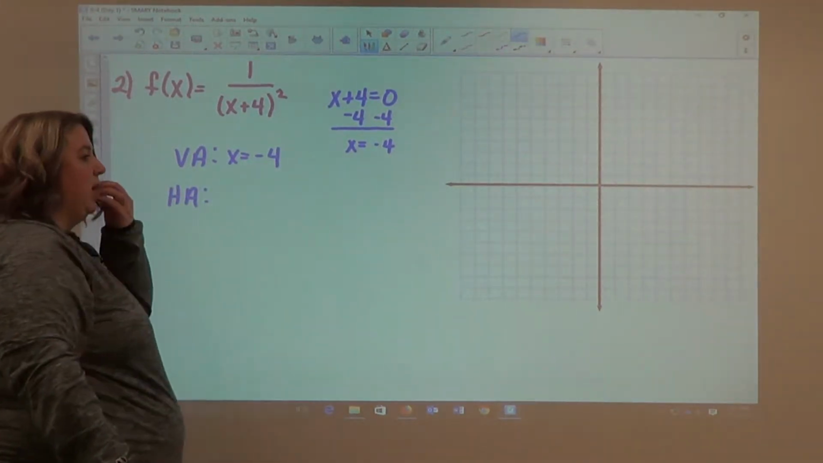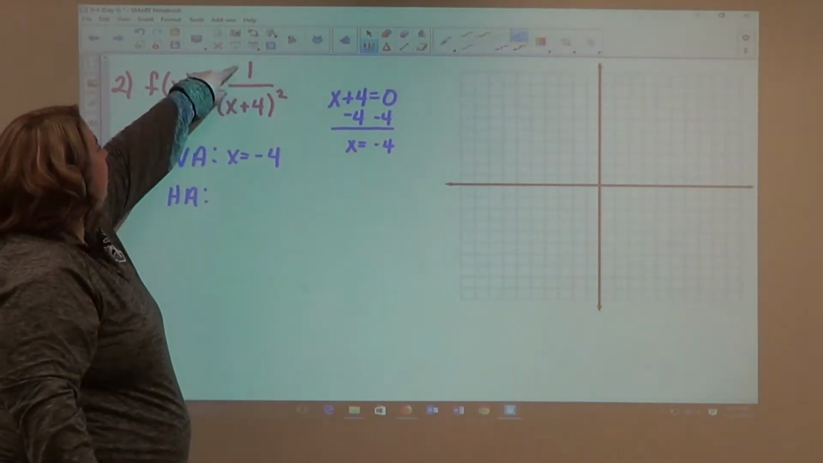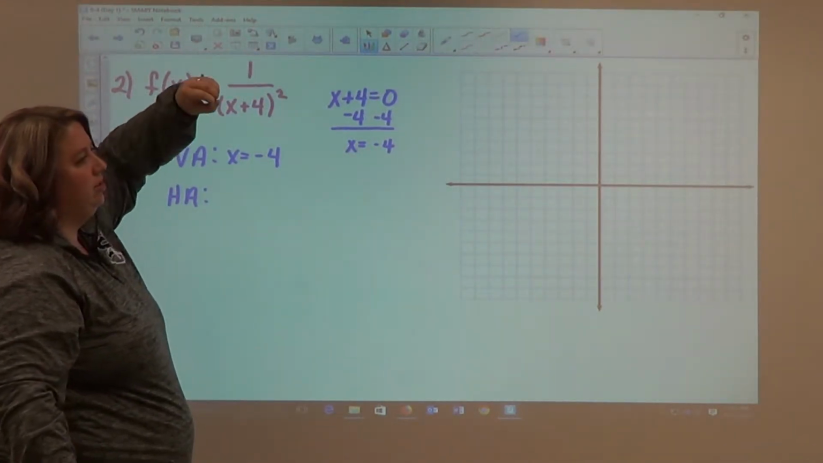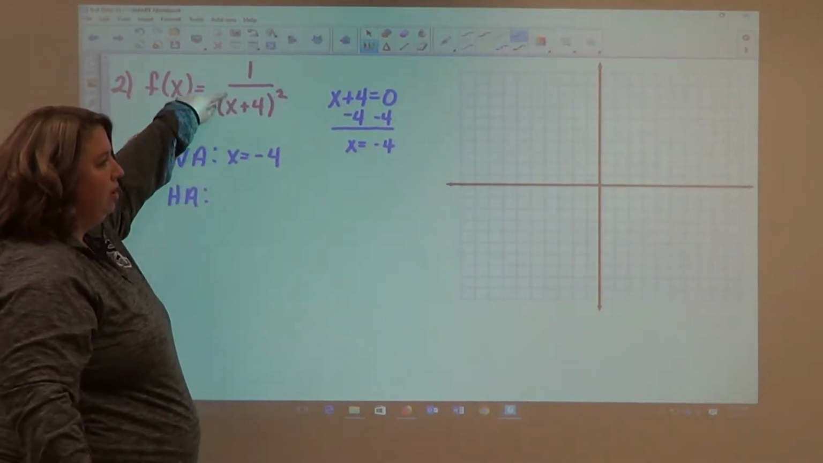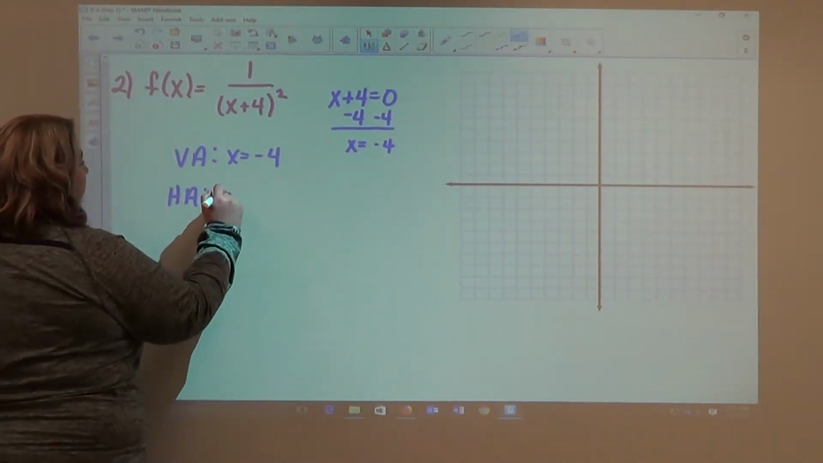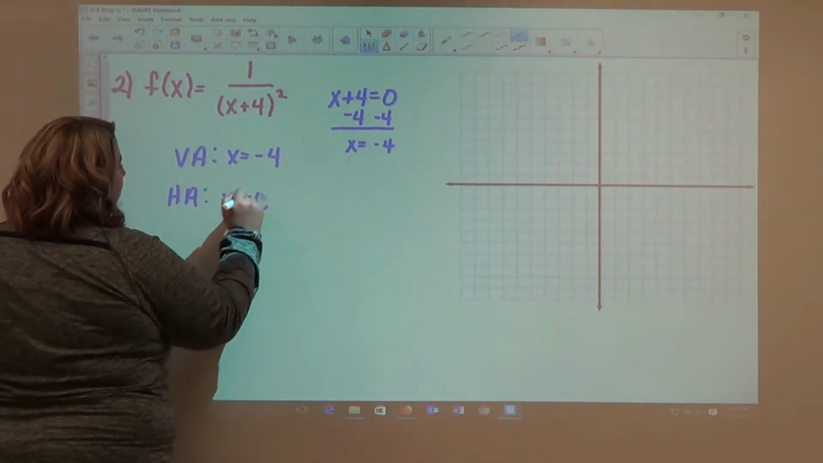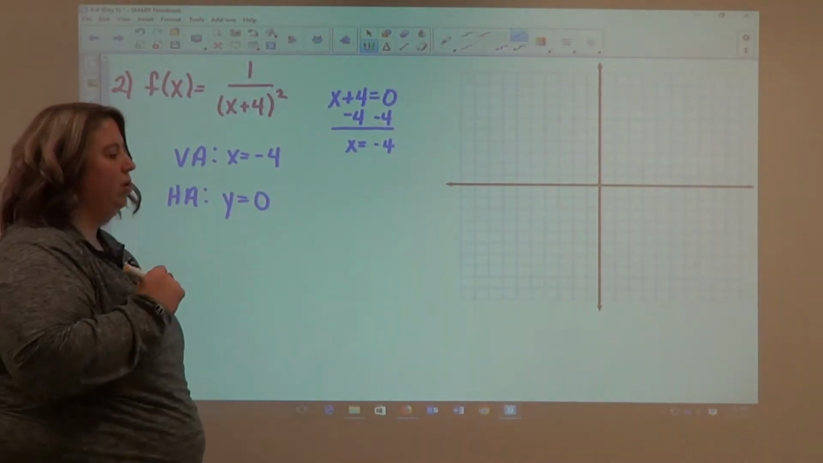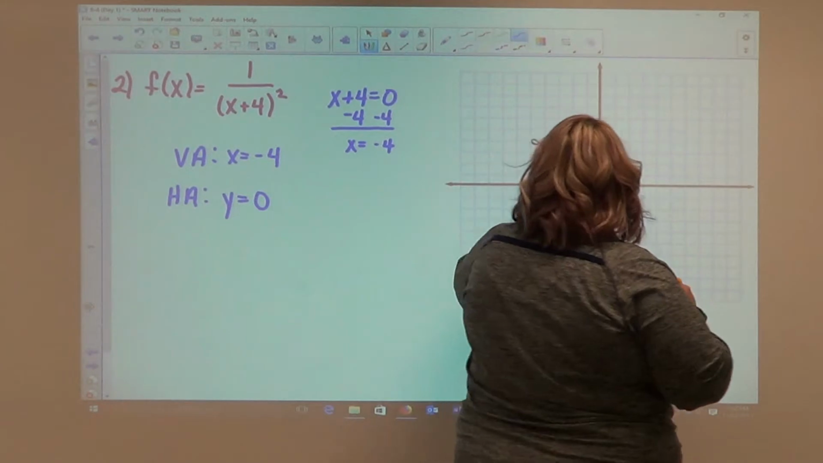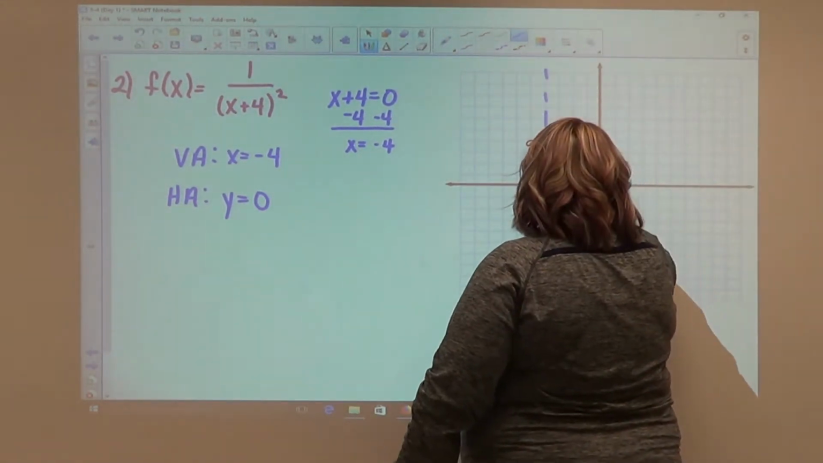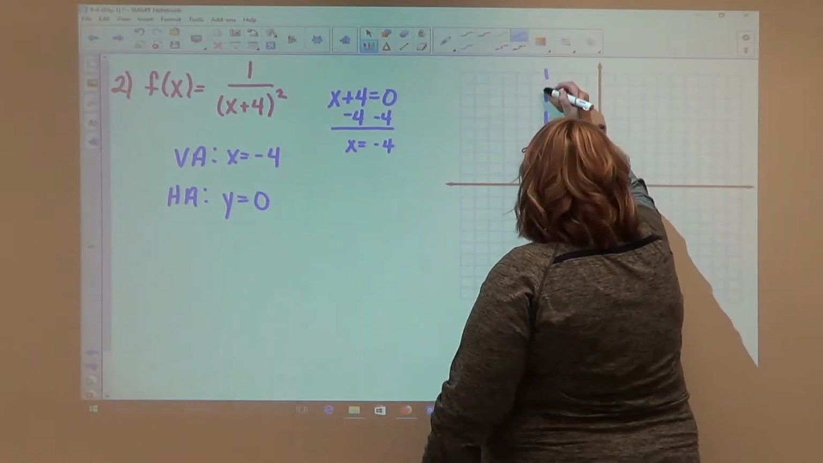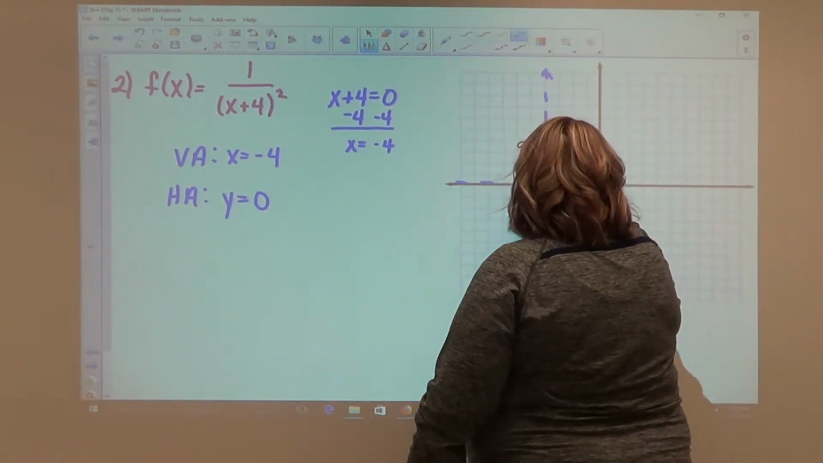Okay, to find my horizontal, look at my degrees. Well, I don't have an x on top, so the degree there is 0. I have two x's on bottom, so my degree is 2. 0 is less than 2. So my horizontal is y equals 0. So I'm going to have a vertical line at -4 and a horizontal line at 0.